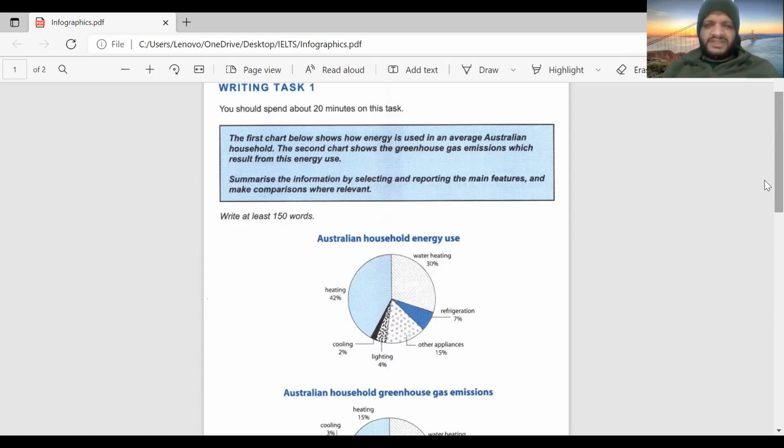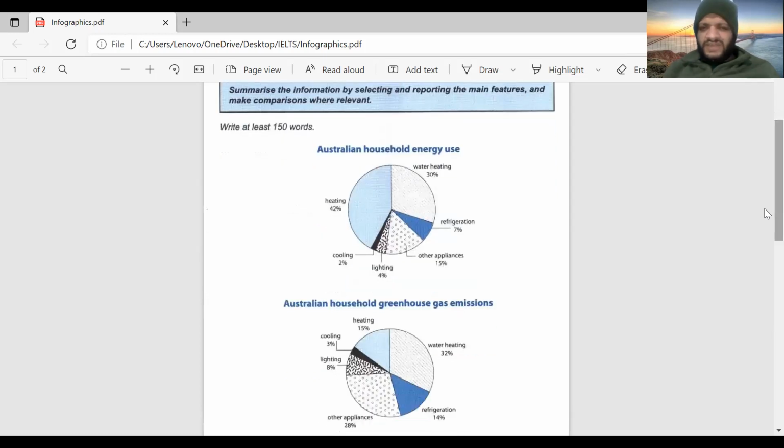My strategy is that I try to write things in a simple way. I try to write things distinctively so that the examiner takes an instant shine to it. It's not about showing off complexity. It's all about writing something that has been asked. So what I would do is that I would keep Australian household energy use for one paragraph and Australian household greenhouse gas emissions for the other.